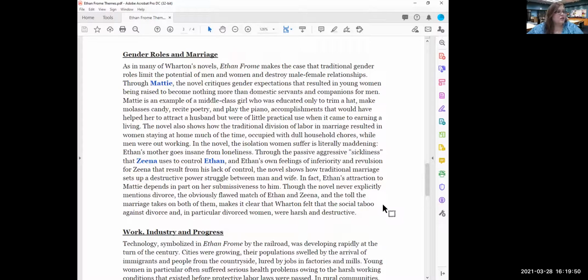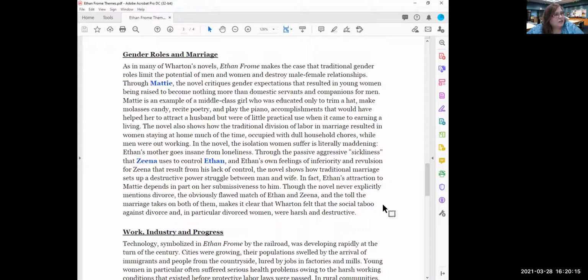All right, so gender roles in marriage. As in many of Wharton's novels, Ethan Frome makes the case that traditional gender roles limit the potential of men and women and destroy male-female relationships. Through Maddie, the novel critiques gender expectations that resulted in young women being raised to become nothing more than domestic servants and companions for men.